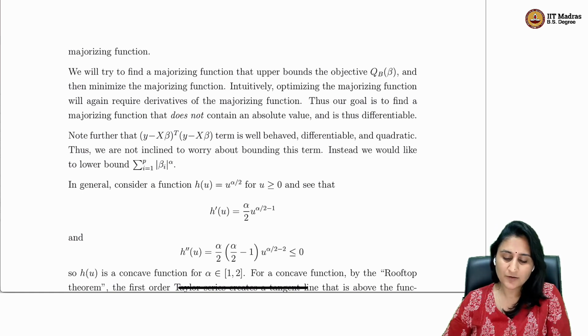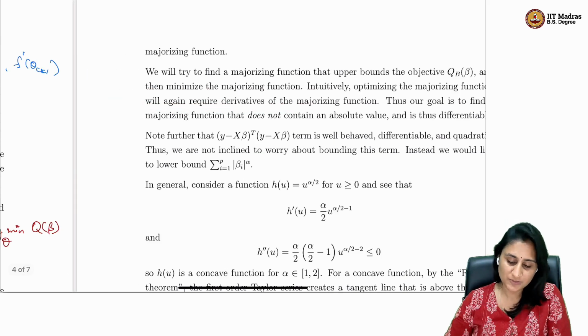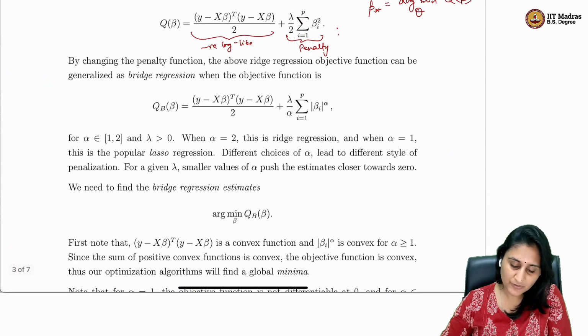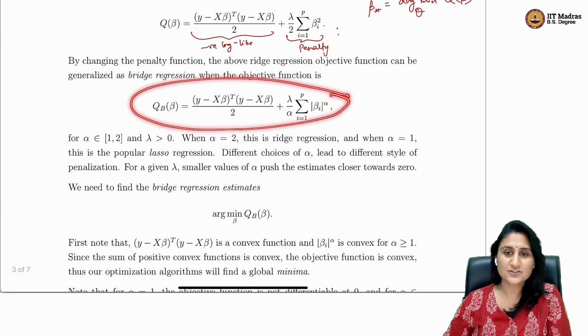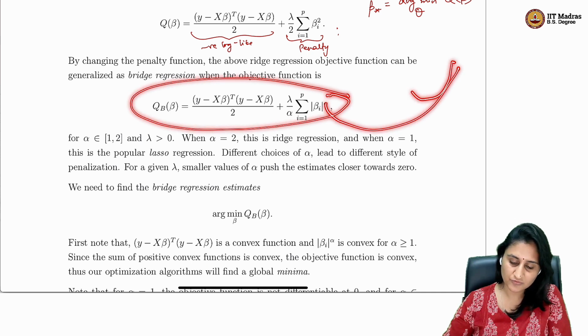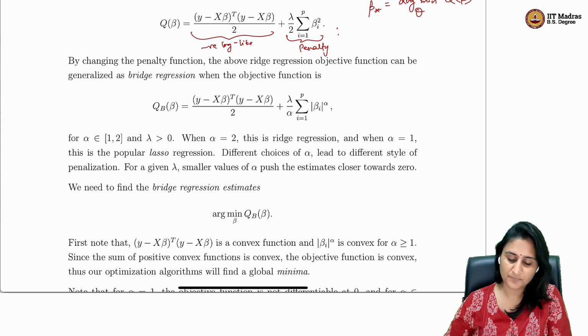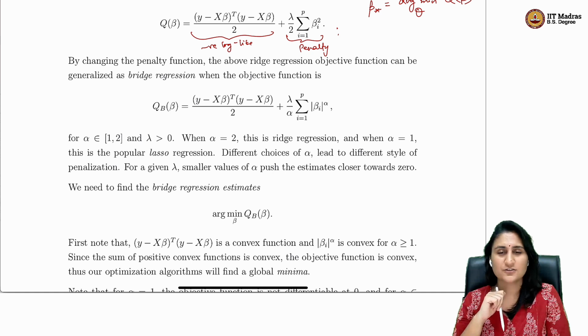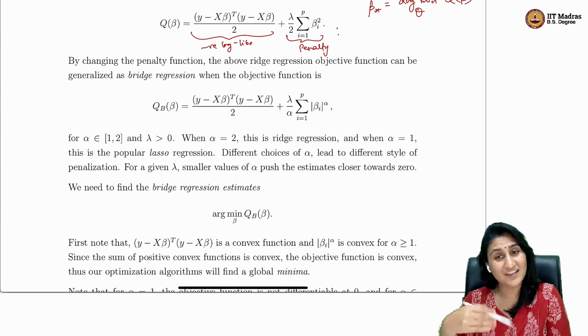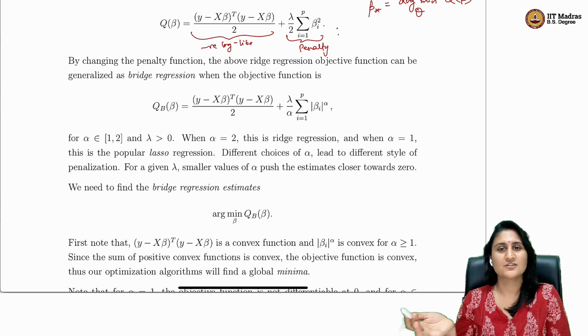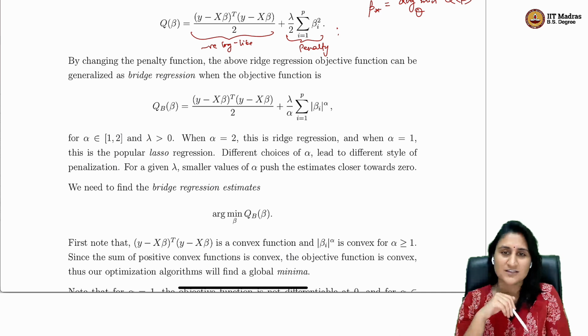Intuitively, though, we know that optimizing the majorizing function will again require derivatives of the majorizing function, right? So what I'm trying to say is if we are going to construct a function that majorizes this, which means it looks something like this, then I need to be able to find the optima of the majorizing function. I would like to take a derivative of the majorizing function and set it to 0 and see if there's a known analytical solution so that I can do the steps of the algorithm.